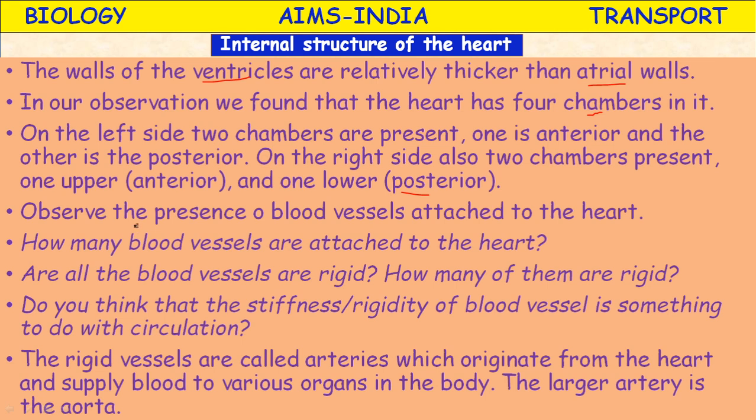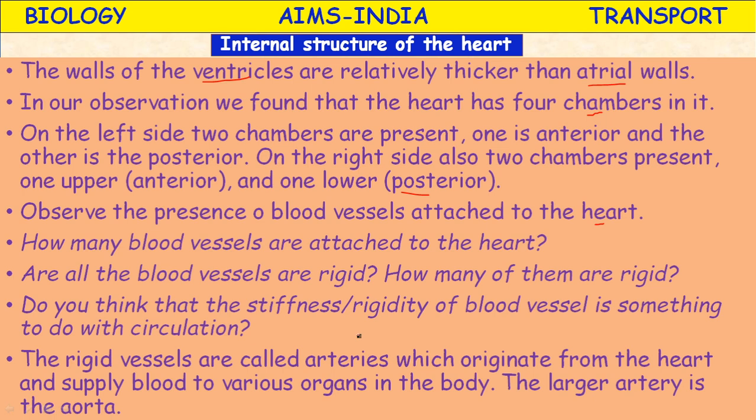So observe the presence of the blood vessels attached to the heart. How many blood vessels are attached to the heart? So there are 4 main blood vessels, that is vena cava, pulmonary artery, and pulmonary vein, and systemic artery or aorta. So are all the blood vessels rigid? How many of them are rigid?